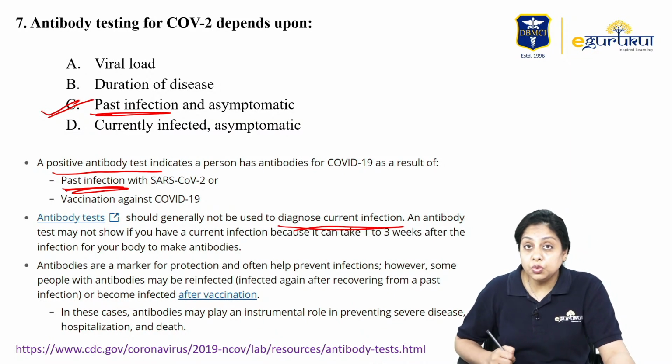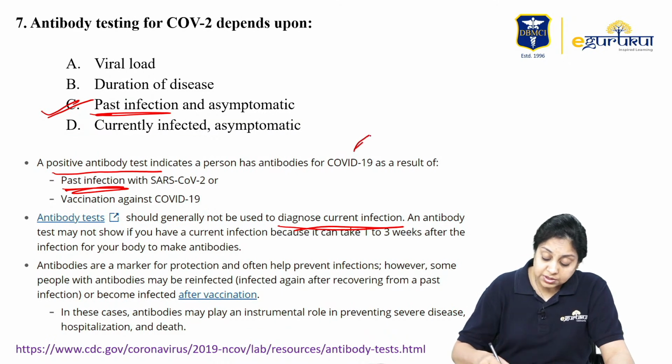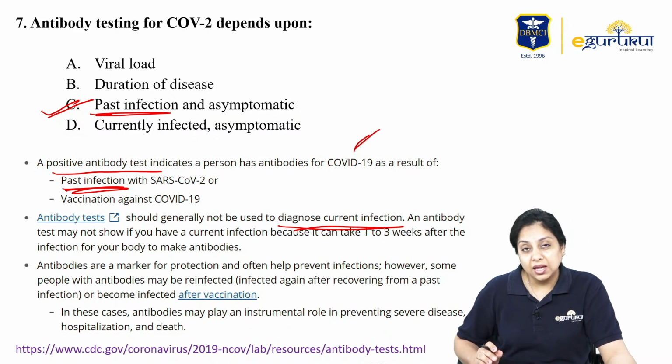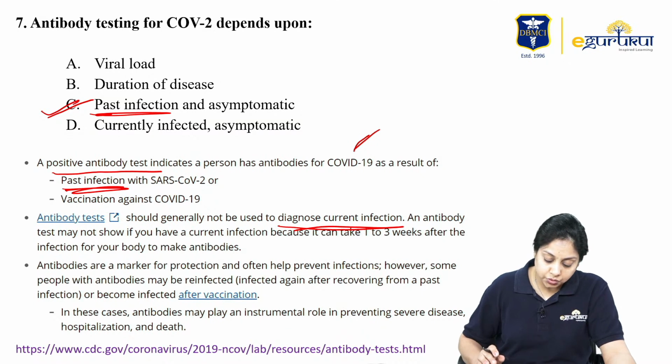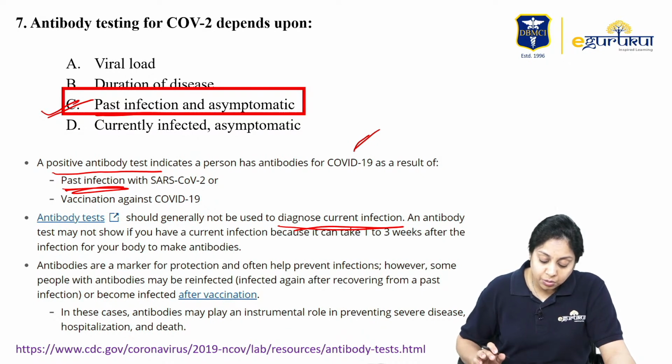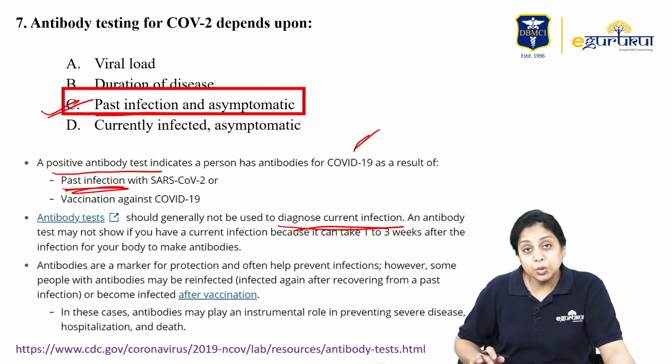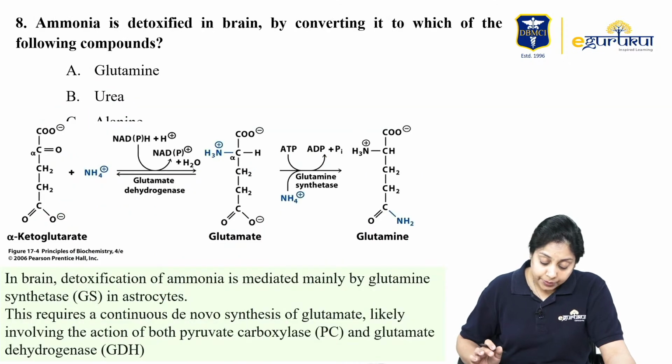So these are a few key features which we should know for antibody testing. Make sure you take a note of these, right? Because this is still a hot topic and we are expecting a fourth wave also. So antibody testing of CoV2 depends upon the past infection. Asymptomatic, they may or may not give you, but past infection is for sure.